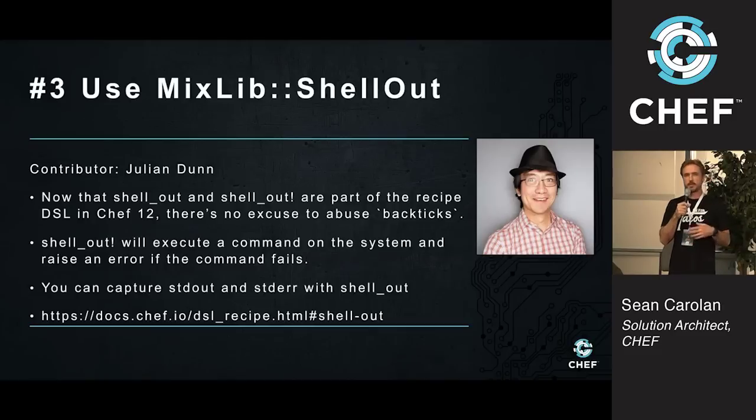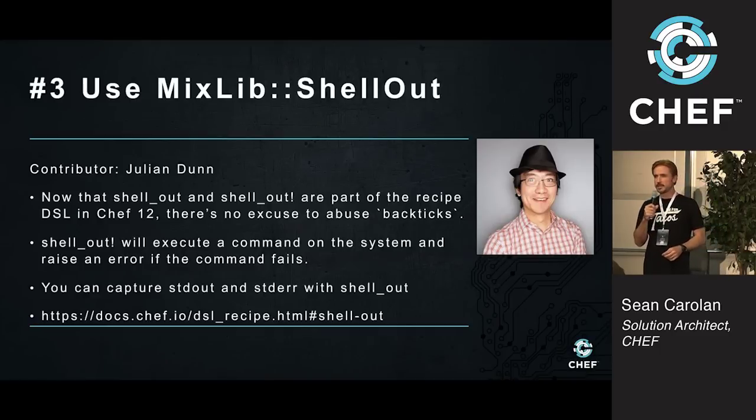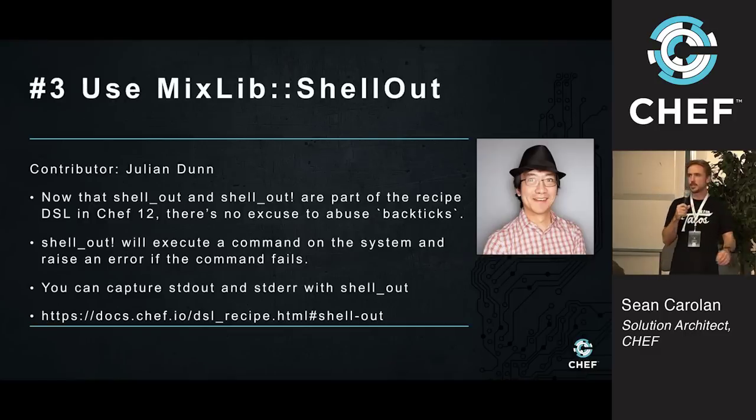So when you need to run a command and you want to do more than execute the command, maybe you need to gather some data from the system or have some sort of bash script or PowerShell run, you can use the Mixlib::ShellOut library, which is now built into Chef 12. So the most common use will be shellout bang that will execute the command on the system and raise an error if the command fails. Super useful. So got the link to the documentation here. No more backticks for any of you. If you feel the urge to use the backticks, go with Mixlib::ShellOut.